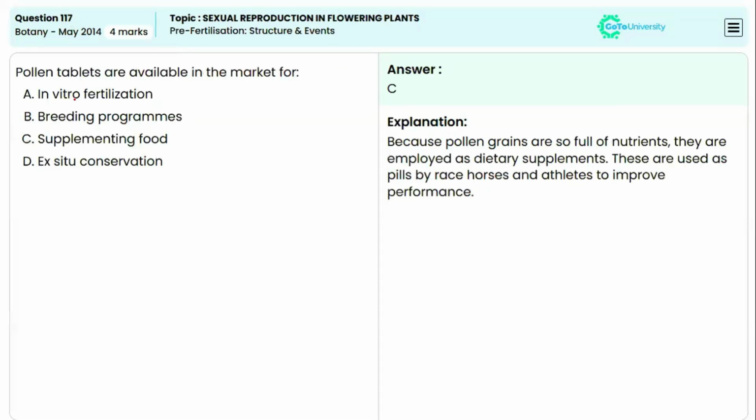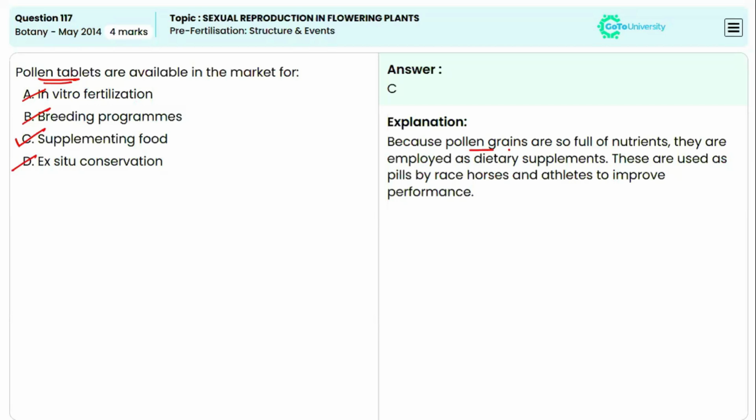Now, the next question is: pollen tablets are available in the market for what? The options we have are in vitro fertilization, breeding programs, supplementing food, and ex situ conservation. Actually, these pollen tablets or syrups are for the improvement and maintenance of health. They also enhance the performance of sports persons and horses used for racing. Pollen tablets are one of nature's totally nutritious foods that contain almost all nutrients essential for humans. So the answer will be option C, supplementing food.